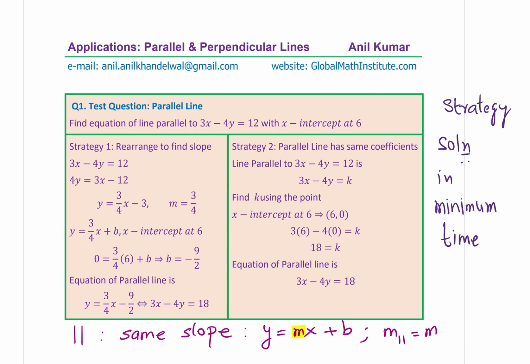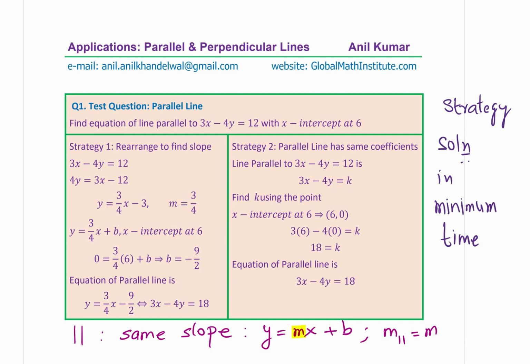Now, how do we find the slope? So rearrange the equation in y equals to mx plus b form. So we are given 3x minus 4y equals to 12. Take 4y to the other side and 12 to the left side. So 4y is equals to 3x minus 12. Dividing by 4, we get 3 over 4, x minus 3. Therefore, the slope of this line is 3 over 4.